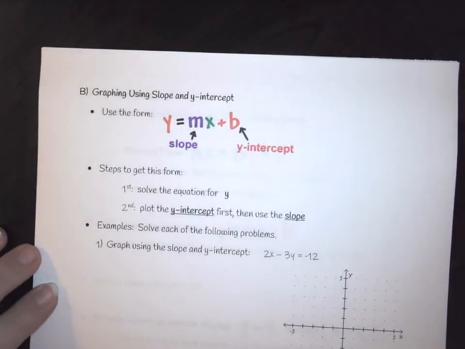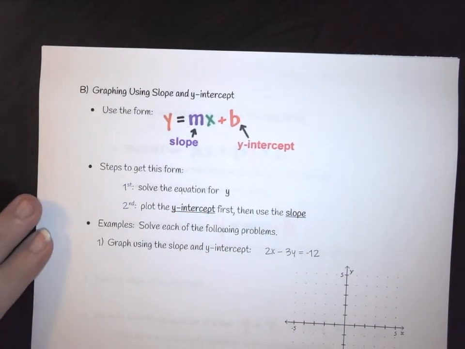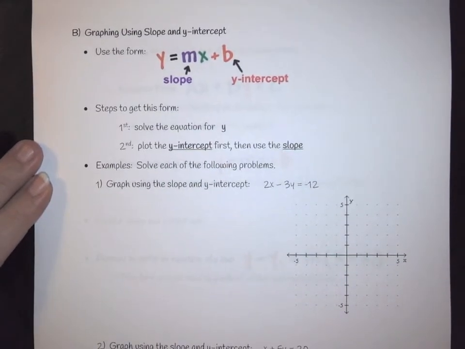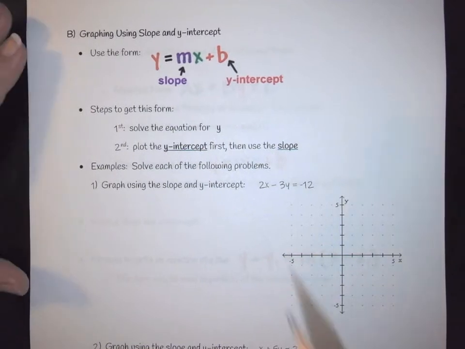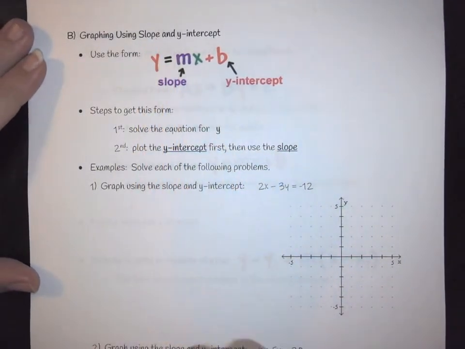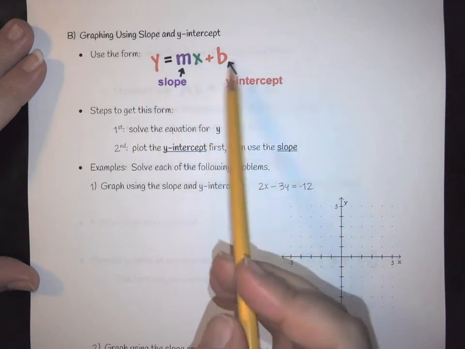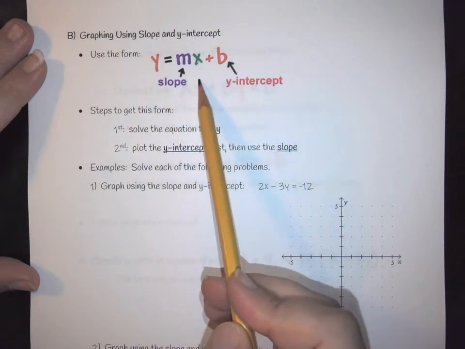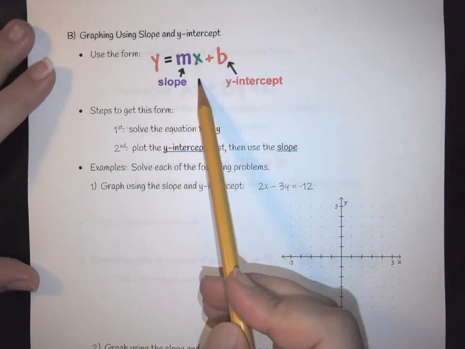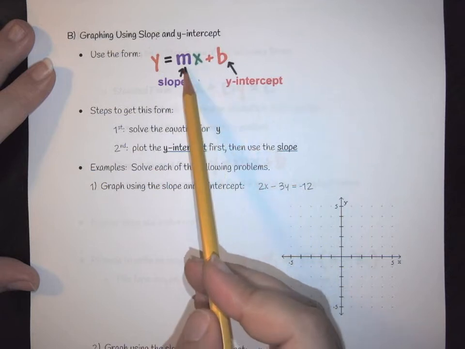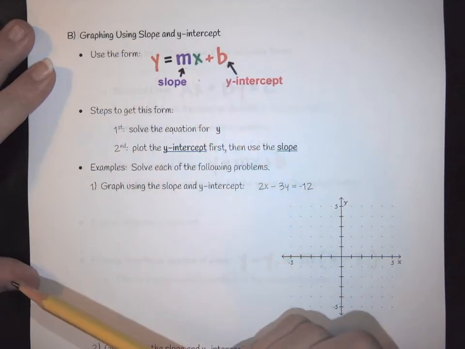Now, another part that we work on with linear is being able to graph, and there's a couple ways to graph. This first is looking at using the slope and the y-intercept. So in order to do that, we use the y-intercept form, so y equals mx plus b, where m is the slope and b is the y-intercept.